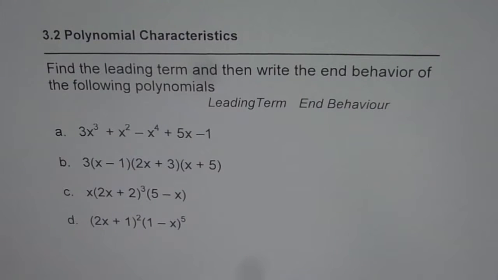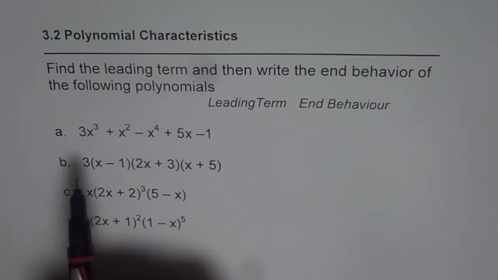The first one is 3x cubed plus x squared minus x to the power of 4 plus 5x minus 1. The second one is in factored form: (3x minus 1)(2x plus 3)(x plus 5), all linear factors. Then we have C, with mixed up factors: linear, cubic, and linear. And then D, we have 2 factors, one of them even, the other odd. I'd like you to copy these questions, answer, and then check with my solution. Now let's go one by one.